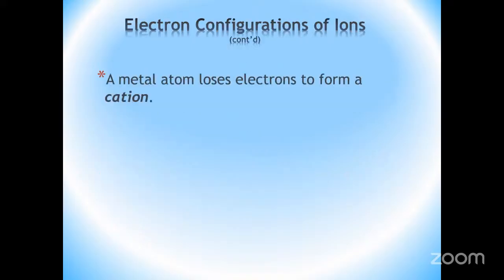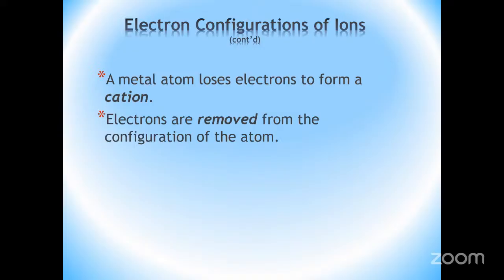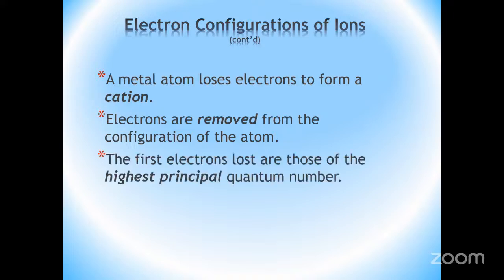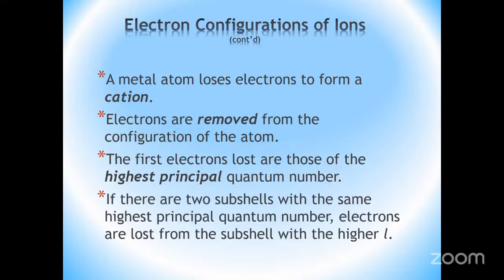When it comes to cations, things are a bit different because to get from the atom to the corresponding cation, you have to remove electrons. Usually this is what metals do. They will lose 1, 2, or 3 electrons to form the corresponding cations. In order to get to the electronic structure of the cations, you have to remove electrons from the configuration of the atom. You have to be careful to remove electrons from the shell with the highest principal quantum number, in other words, the highest energy shell.